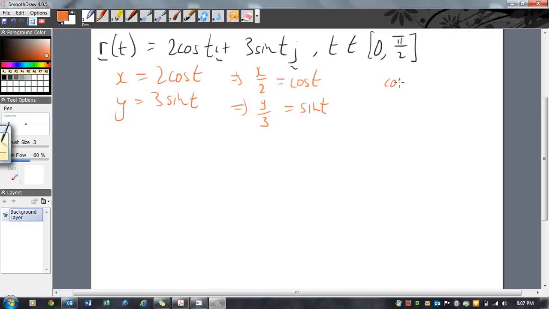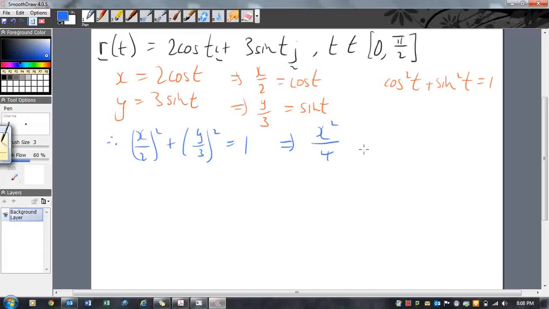Good. And we also know that cos squared t plus sine squared t is equal to 1, our Pythagorean identity. So, therefore, we have cos squared t is x over 2 squared, plus sine squared t is y over 3 squared, and that's equal to 1. Clean it up so it's something that we recognise. X squared over 4 plus y squared over 9 is equal to 1.